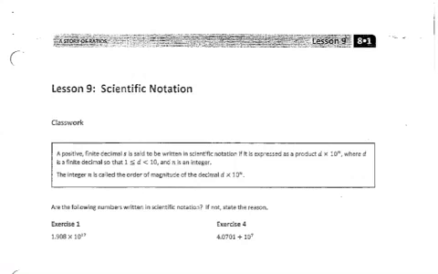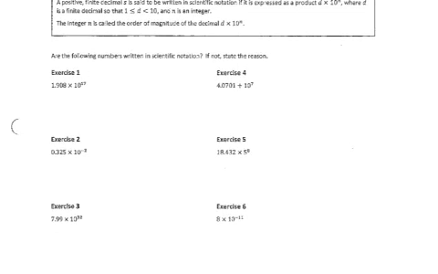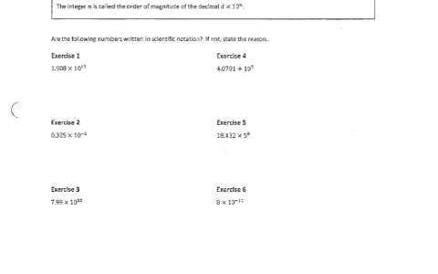So if we move on to another example, what I want you to try to do on your own is figure out exercises 1 through 6. In exercises 1 through 6, I want you to decide if it's written in scientific notation or not, and if it's not, you need to explain the reason why. So pause the video, and when you're ready to check your answers, you can press play.